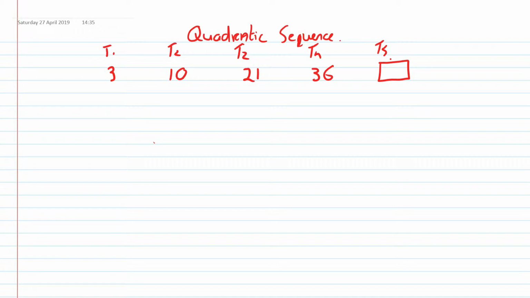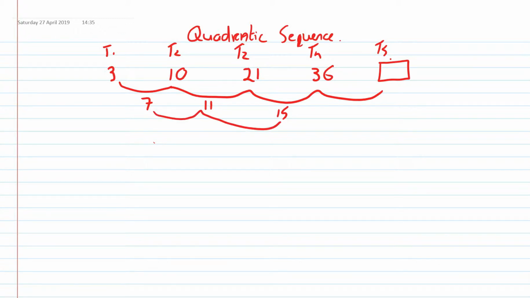Let's just check if it's linear. Well, if it is linear, the first difference is going to be the same. So 3 to 10 will give us a jump of 7. 10 to 21 will give us a jump of 11, and 21 to 36 will give us a jump of 15. So these first differences are not the same, therefore it's not a linear or arithmetic sequence.